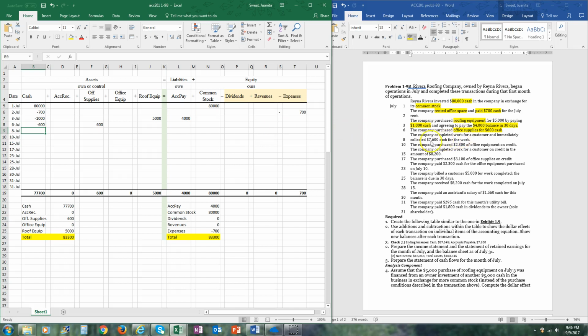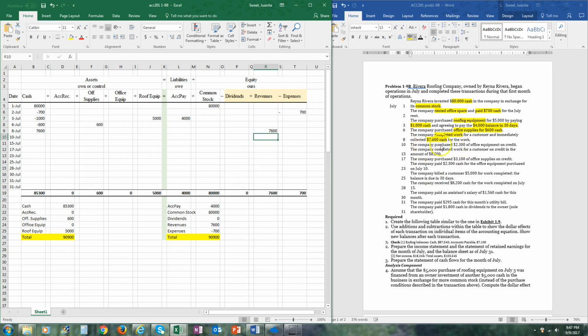All right, on the 8th, we completed work and immediately collected cash. So we have here cash. Cash is going up $7,600. Why did we get cash? Why did they give us cash? Because we completed work. Whenever you complete work, that's revenue. Revenue recognition: we recognize the revenue when we do the work. In this case, we got the cash at the same time as we did the work. Checking again, look, our totals are balanced.